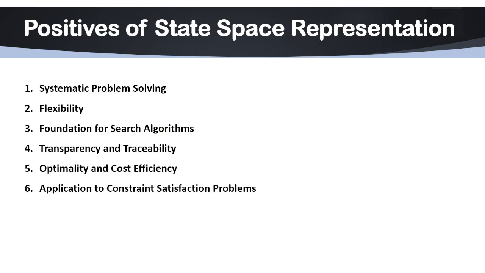Next positive is transparency and traceability. It plays a very important role in state space representation. Students, we have already discussed different states under this representation. Each state and transition that we have discussed can be tracked, making it easier to trace the path of the solution. That's why we use transparency and traceability. This traceability aids in debugging and understanding how a solution was reached, which is beneficial in real-time decision making and diagnostics.